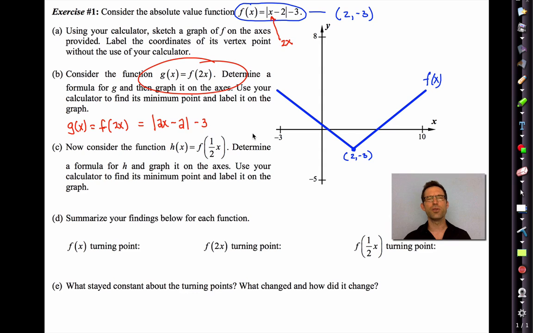So what I'd like you to do now is use your graphing calculator to graph that. I would actually keep f of x in there, and then use the minimum command that we learned about in the last lesson to find the minimum of that absolute value function. Pause the video now and go ahead and do that.